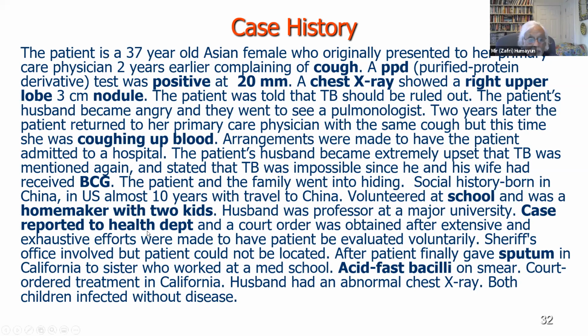And the case reported to health department is highlighted because TB is a prime example of a reportable disease. So if you have a patient who is identified, suspected to have TB, you must report it to the health department. Right? And sputum is highlighted because one of the primary diagnostics is collecting sputum samples and staining them for acid-fast bacilli. You already know what acid-fast bacillus means.